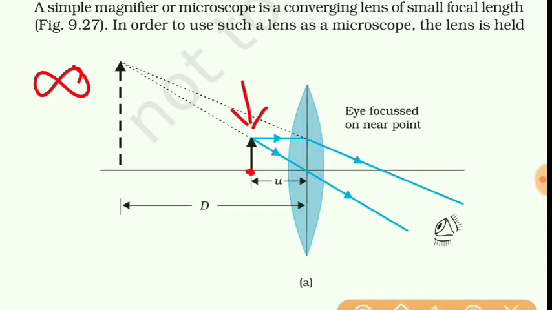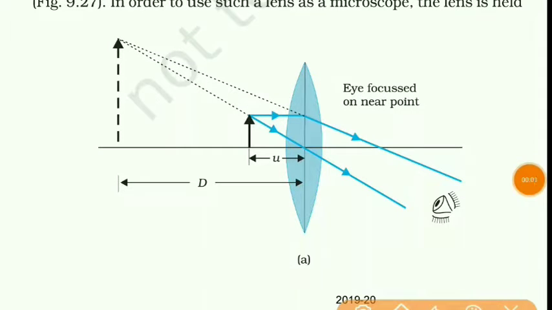And we know that when the image is formed at infinity, that image is quite large, and also the image will be inverted. It is very far away, that means at infinity, as well as inverted.